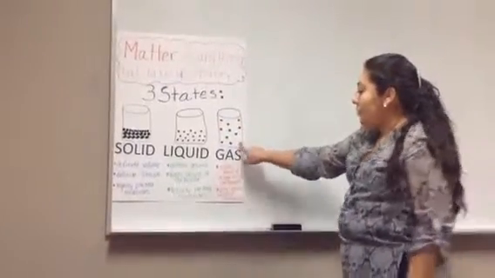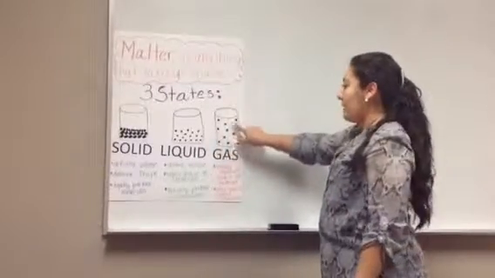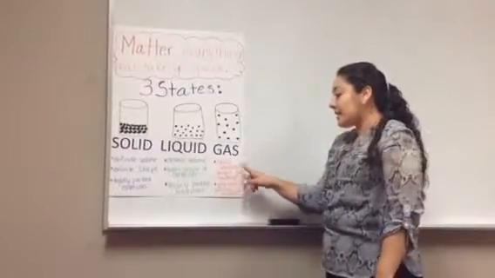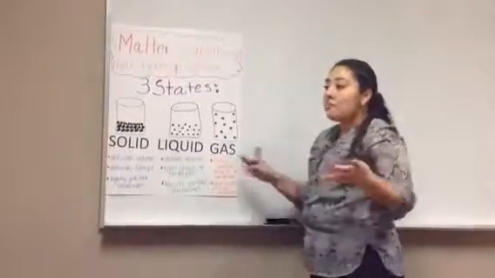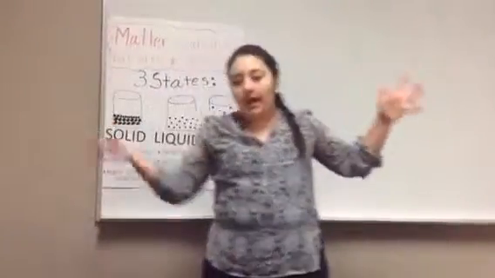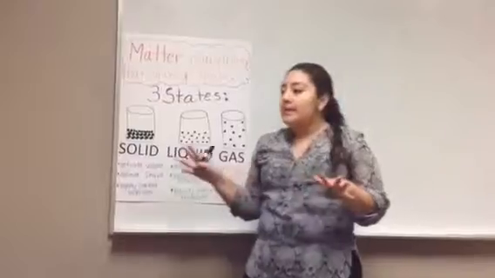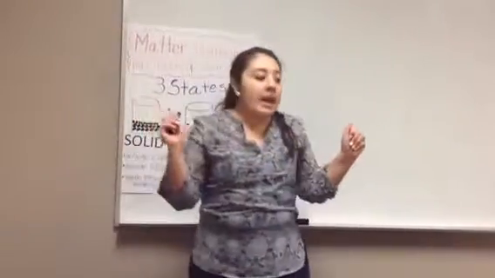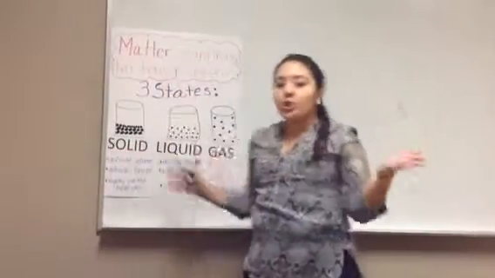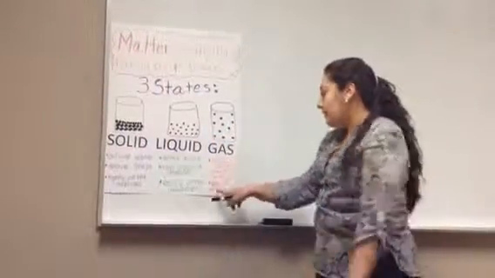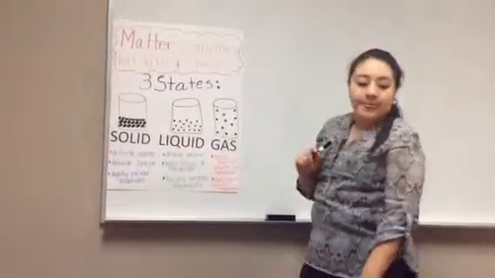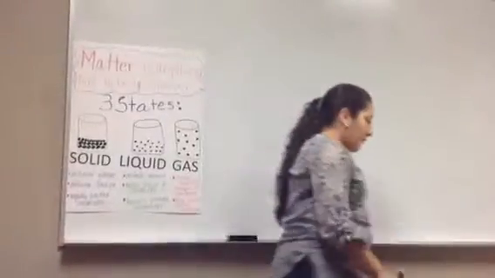Now gas. Our drawing has these little balls spread around the whole circle, or the whole container. That is because gas takes the volume and shape of the container. Gas is everywhere. Gas is in the clouds. Gas is whenever you boil something. Gas is like the helium inside of a balloon. It's just so spread out you can never see it. So it is very loosely packed molecules. Very good.